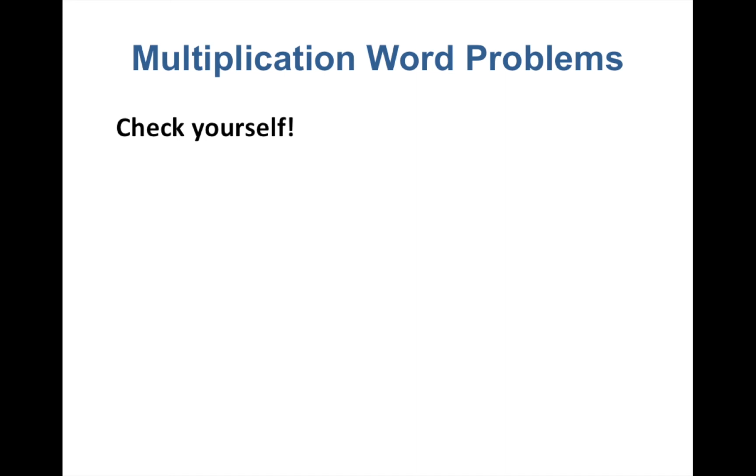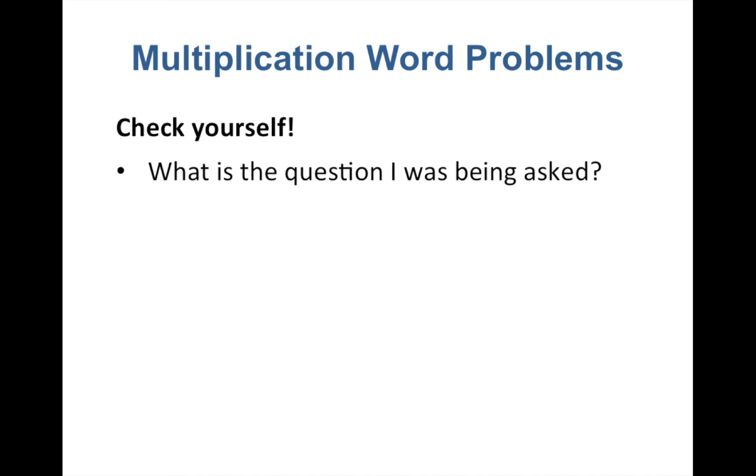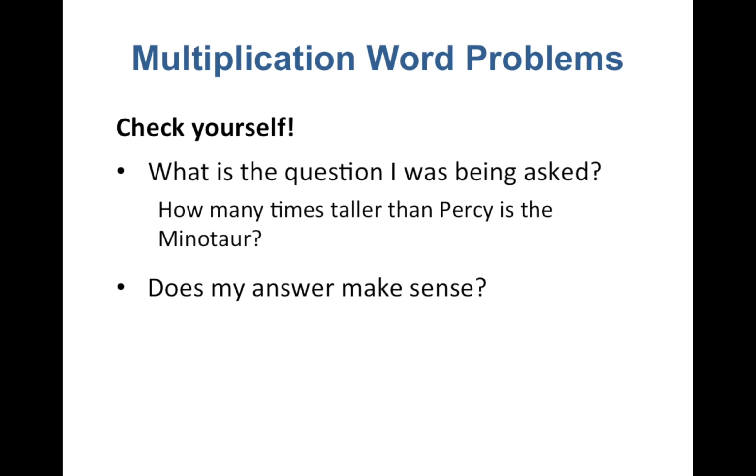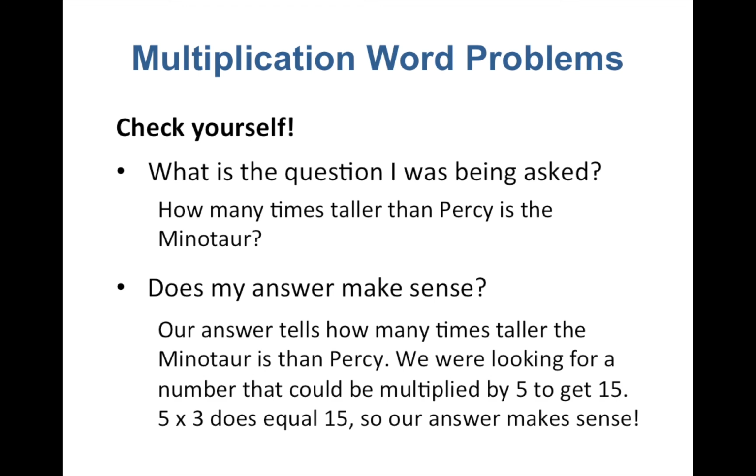And let's check our answers. What is the question we were being asked, and does our answer make sense? The question we were asked is how many times taller than Percy is the Minotaur? And our answer, we listed the Minotaur is 3 times taller than Percy, so we're answering that question. Does our answer make sense? Our answer tells how many times taller the Minotaur is than Percy, and we were looking for a number that could be multiplied by 5 to get 15. 5 times 3 does equal 15, so our answer makes sense.